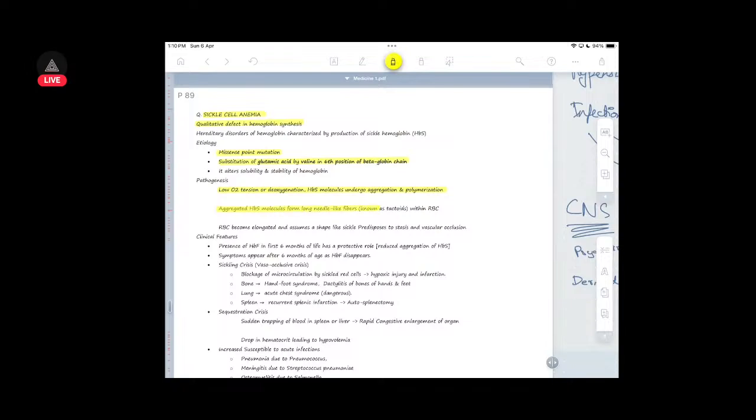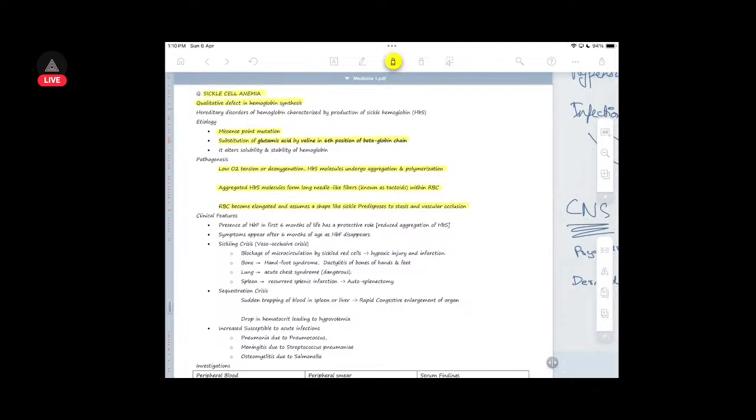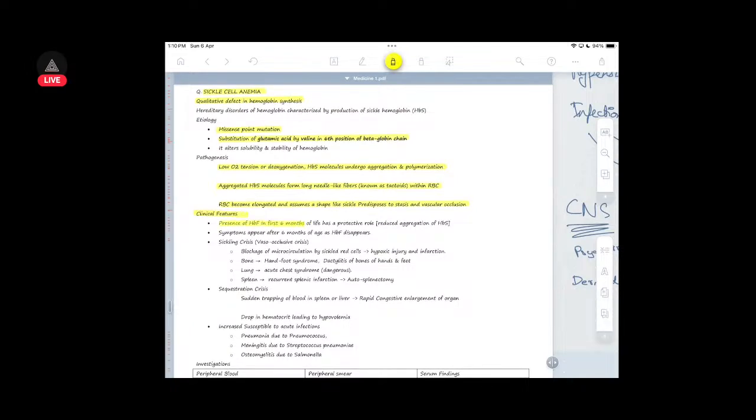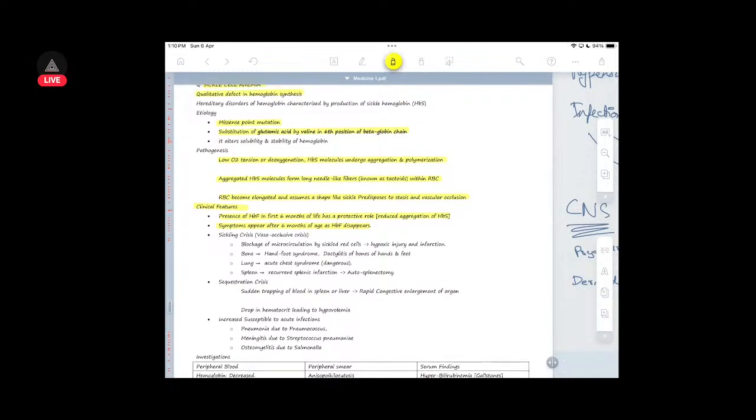Aggregated molecules become long needle-like fibers known as tactoids within the RBCs, and the RBC becomes elongated and assumes a shape like a sickle. It predisposes to stasis and vascular occlusion. So, clinical features: the presence of HbF in the first 6 months has a protective role against HbS. So symptoms appear after 6 months as the HbF decreases.